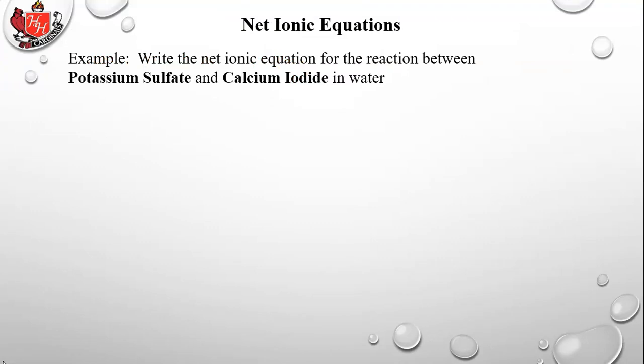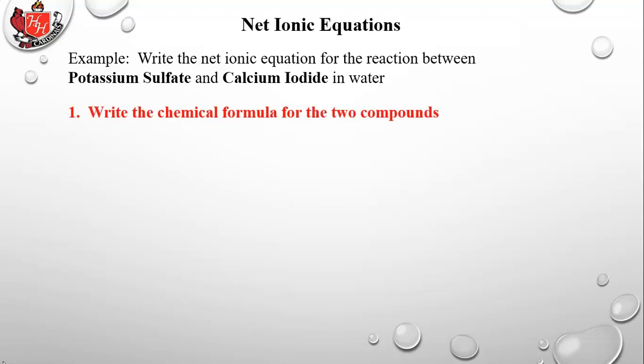Okay, so example. Write the net ionic equation for the reaction between potassium sulfate and calcium iodide. So that's a very simple statement of what to do, but there's quite a few steps to it. And what I really like about net ionic equations is it kind of capstones, it kind of brings together a lot of the different knowledge and skills that you've gained up until now. So let's go ahead and do that.